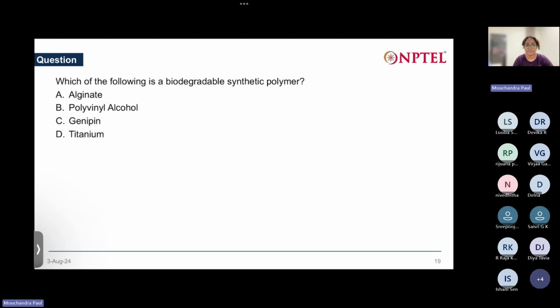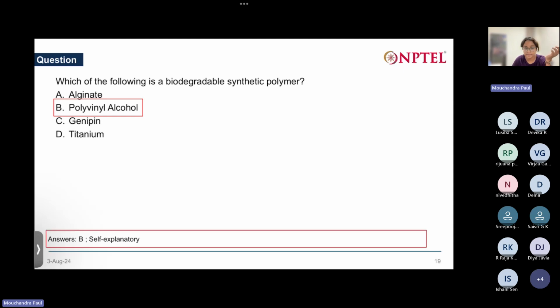This is the next question. Have a look at your screens. Which of the following is a biodegradable synthetic polymer? B, ma'am. B, polyvinyl alcohol. So it makes pretty much sense. All the other options: genipin is a crosslinker, titanium is a metal, alginate is a biodegradable natural polymer. So yeah, B. These kinds of simple questions are also there in your exams or in your assignments.